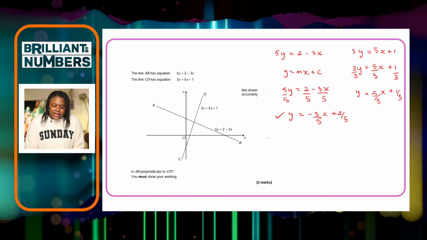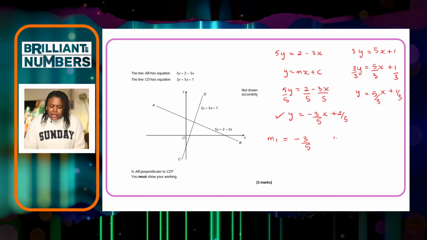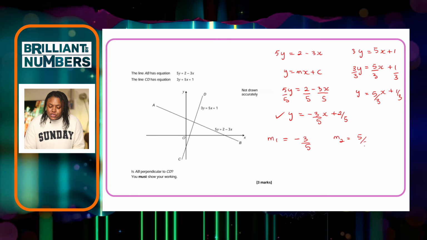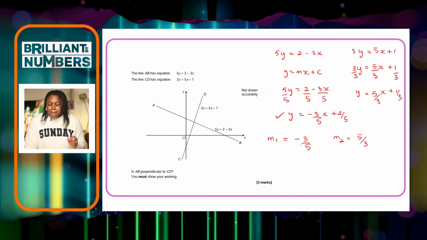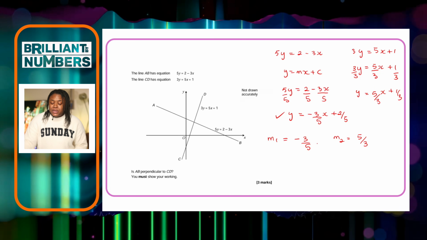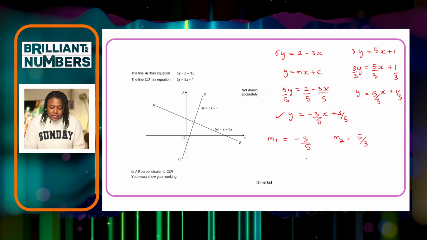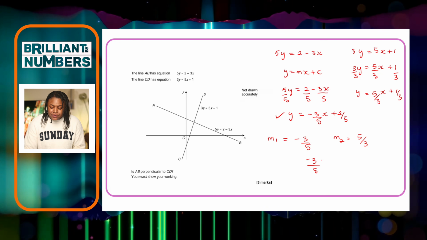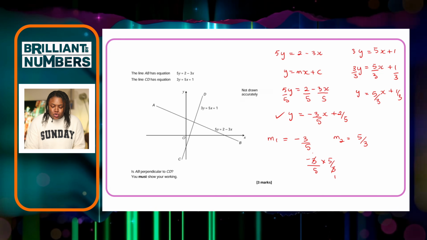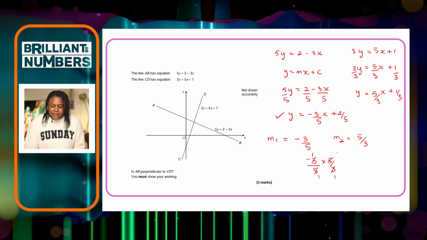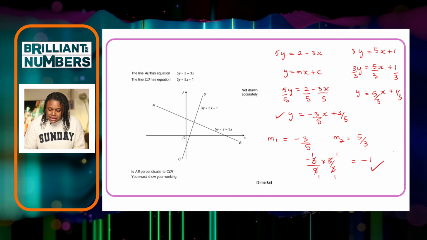So let's get the gradients. Gradient 1 is minus 3/5. Gradient 2 is 5/3. We observe they are the negative reciprocal of each other. Minus 3/5, we invert that, and we get positive 5/3. Beautiful. We could even go further and do negative 3/5 times 5/3. We can see here 3 into itself goes once, 5 into itself goes once, and we get negative 1 times 1, negative 1, dividing by 1, still minus 1.